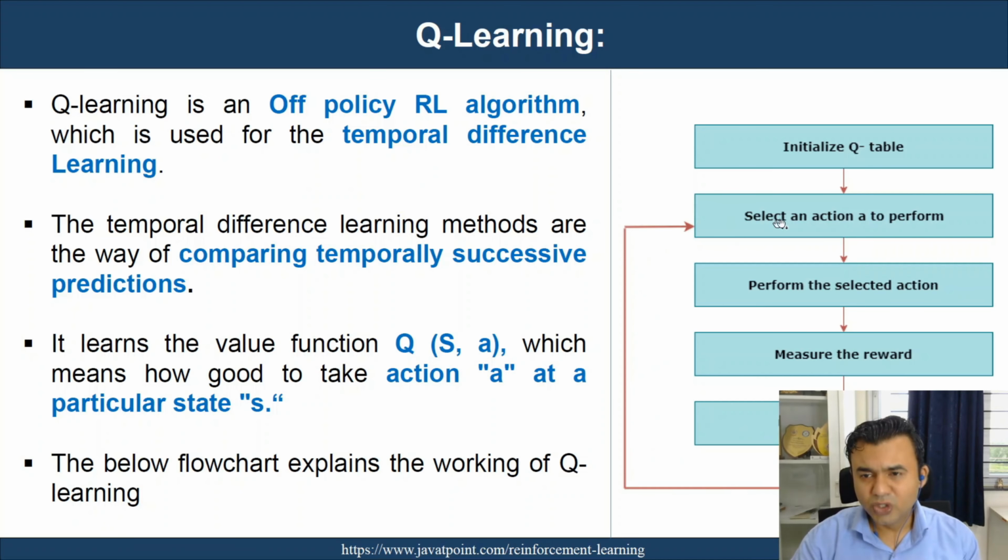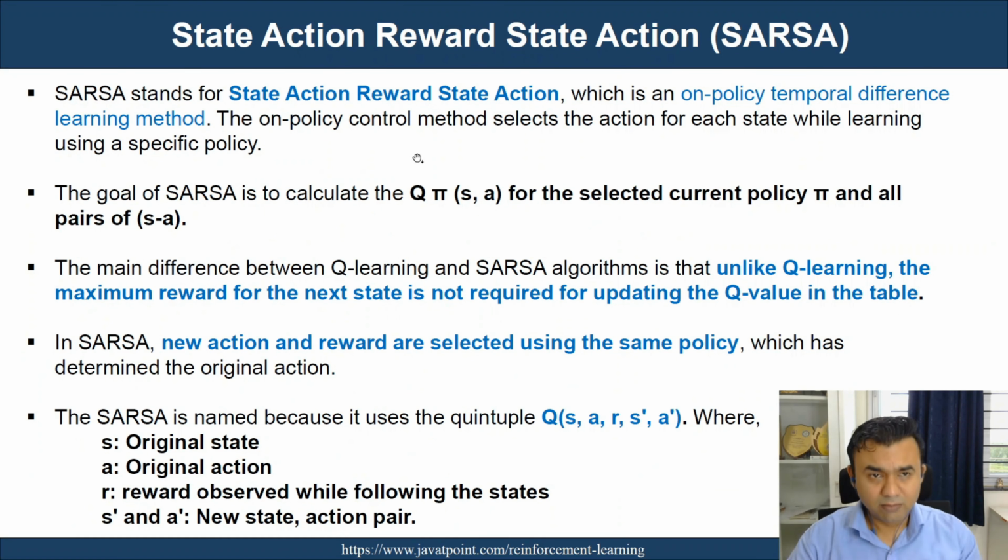Then you again select the action to perform, calculate the Q value, put it in the table, and create a Q table, right? To do that, we often use state, action, reward, state, action. This is called the SARSA algorithm. SARSA stands for state, action, reward, state, action, which is an on-policy temporal difference learning method. We have seen off-policy, which is Q learning; this is another one, SARSA, an on-policy temporal difference learning method.